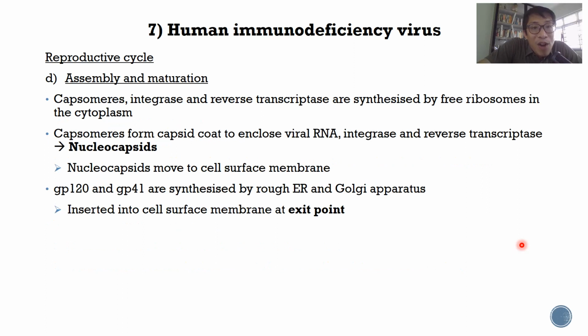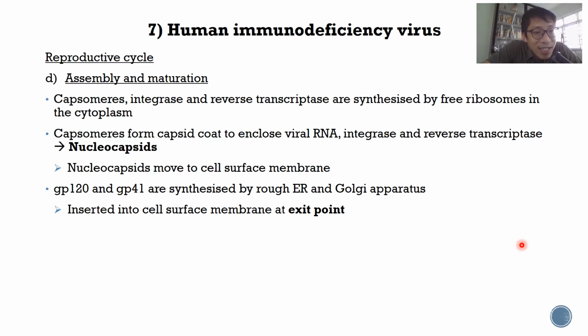Okay, so the viral mRNA will move into the cytoplasm just like normal mRNA, right? It will be read by the free ribosomes to produce the capsomeres and the enzymes, and it will also be read by the rough ER to make the glycoproteins, right, because they are glycoproteins, so they must be made by the rough ER, get transported to the Golgi apparatus to be added with carbohydrates, and after that, the glycoproteins will leave the Golgi apparatus and get inserted into the cell surface membrane at the exit point.